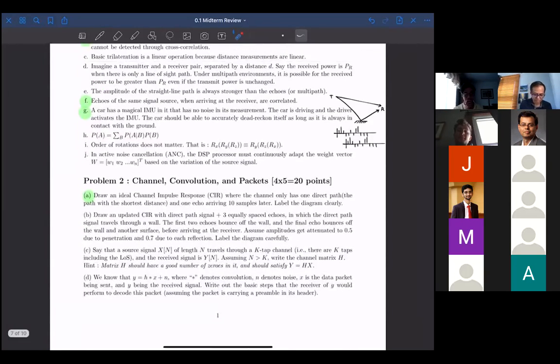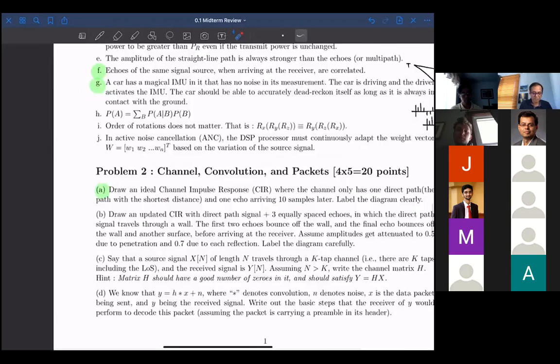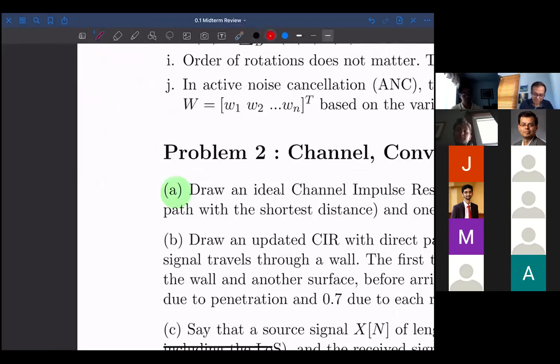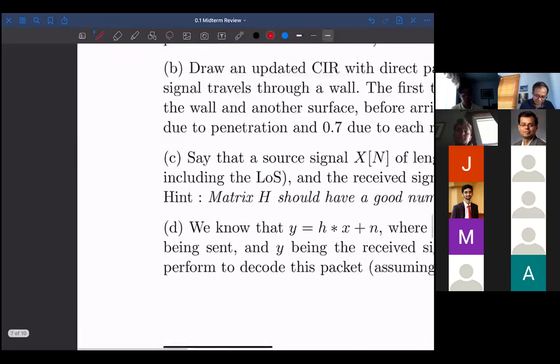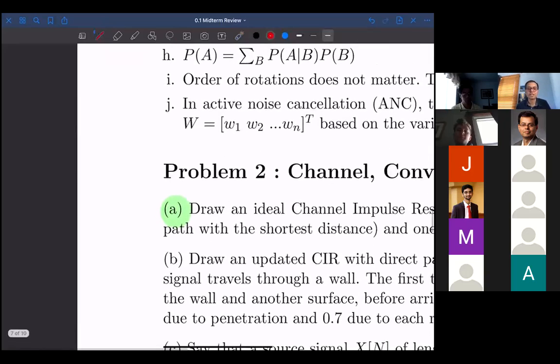Let's do another one quickly. Draw an ideal channel impulse response where the channel only has one direct path, the path with the shortest distance, and one echo arriving 10 samples later. Label the diagram clearly. Guys, channel impulse responses typically look like this. Again, if I give this question in the midterm, I will give you a drawing of the channel impulse response. Channel impulse response looks like this. This is time.